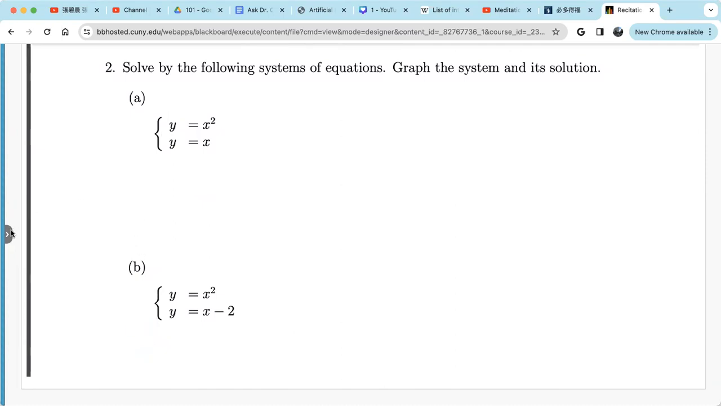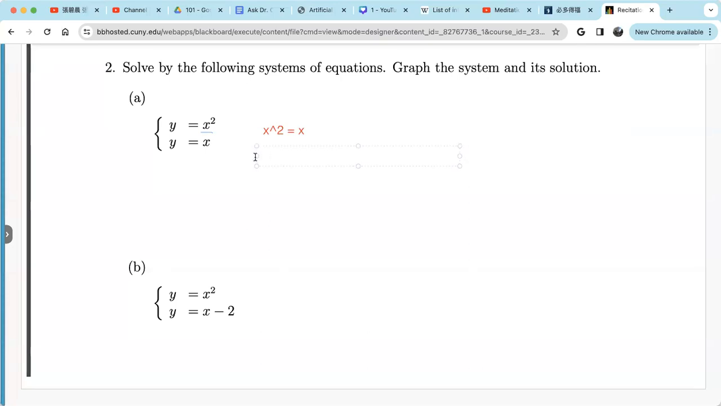Well, let's see this one. The first equation is quadratic because we see x squared. The second equation is y equals x. Okay, so y equals this, y equals this. So y equals the y in the system. So we have x squared equals x. That means x squared minus x equals 0.